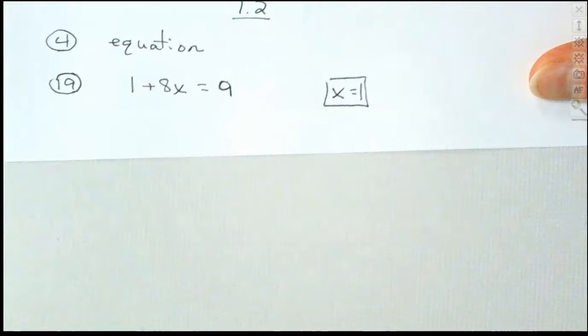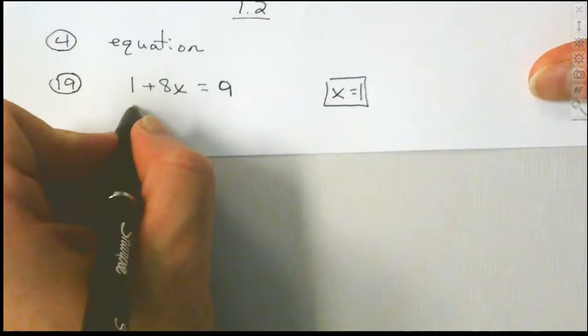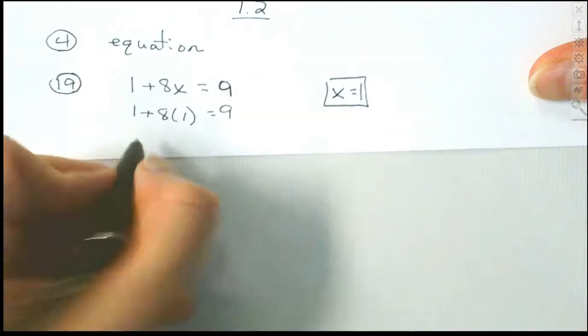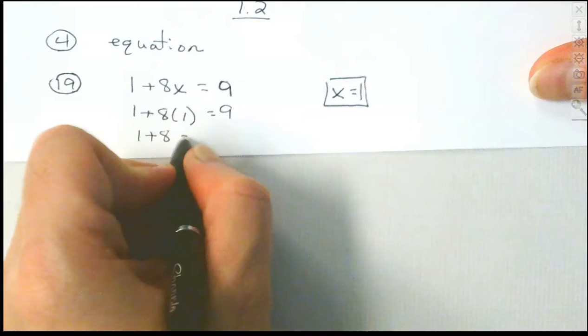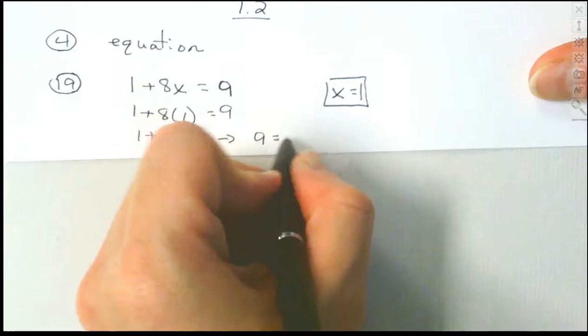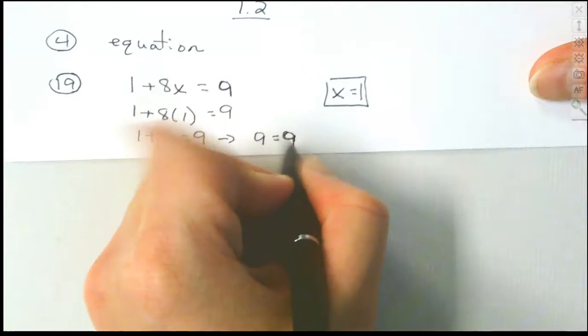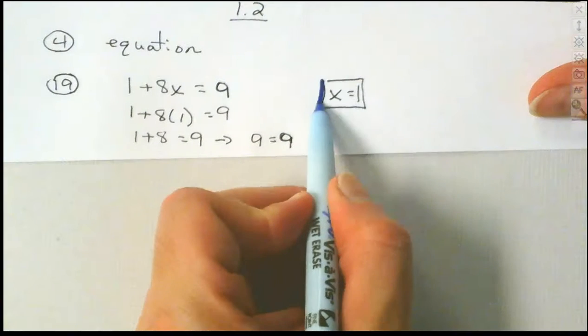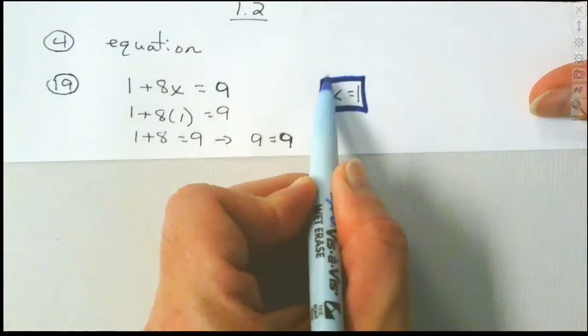When I plug in that 1, see, it's going to make it work, because 1 plus 8 times 1 makes it then 1 plus 8. And that 1 plus 8 does equal 9. So the sides do match up. And so what we're looking for our answer is x equals 1.